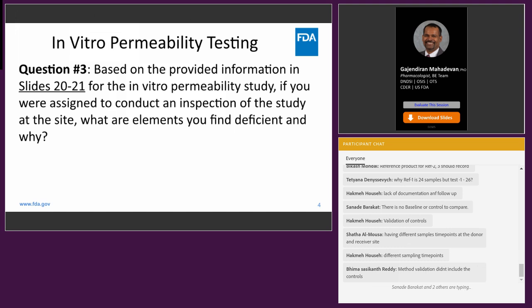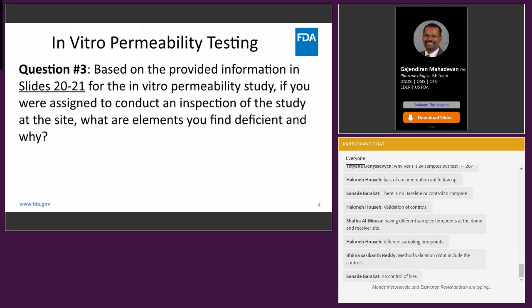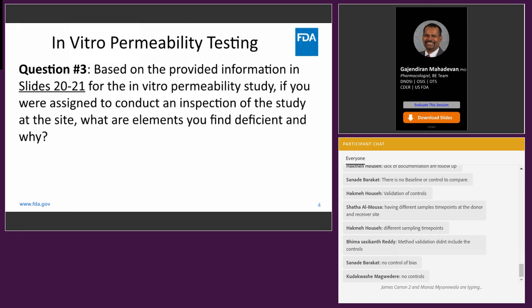Exactly. The method validation did not include the controls. That's correct. The analytical method validation was not conducted for the controls. Though they used the controls in the method, for analytical method validation the controls were not validated.